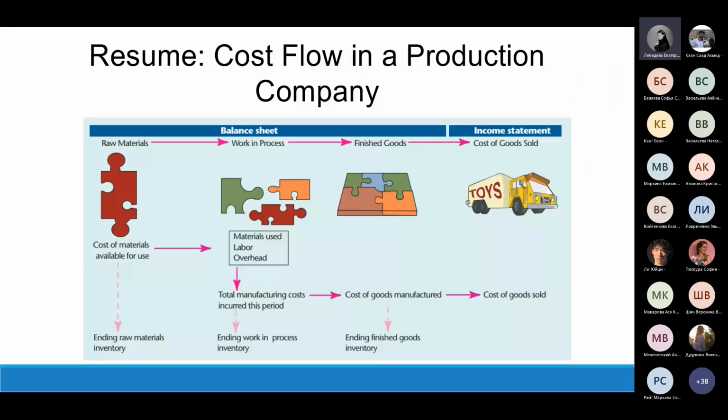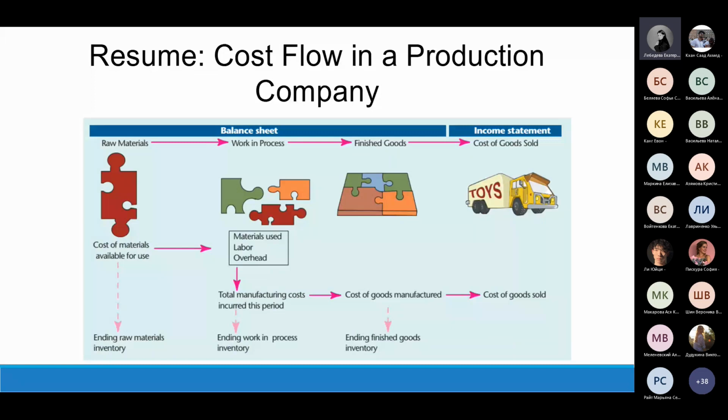So here you can see the cost flow in a production company. I think you remember that our cost flows from the raw materials purchase till the cost of goods sold is recognized and revenue recognized in case of selling our goods and services. So we will use the same cost flow model, but in a more detailed way, splitting into several categories in order to understand better the cost of goods manufactured and cost of goods sold.